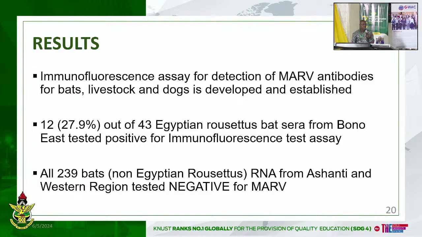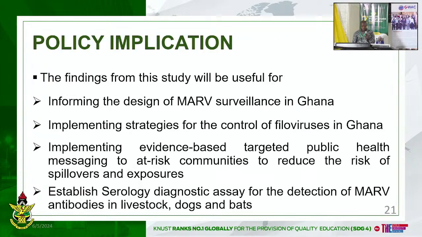So our results show that the immunofluorescent assay for the detection of Marburg virus antibodies in bats, livestock, and dogs has been developed, established, validated, and optimized to be used in Ghana. And 12 out of the 43 Egyptian rousettus bats that we tested were positive with our assay, and all the 239 bat samples from non-Egyptian rousettus bats tested negative with our PCR assay.